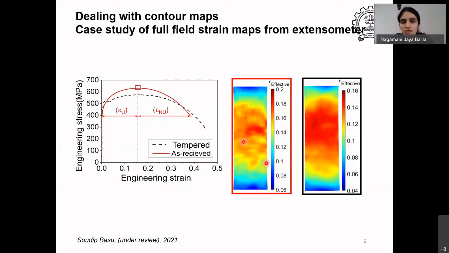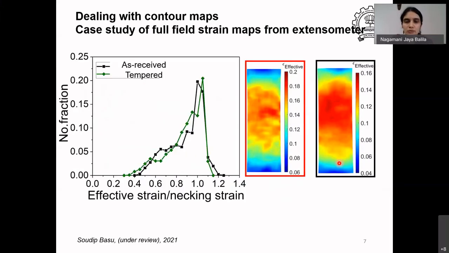But if you look at the distribution of the strains in the two cases, you see that for the initial as received case, there was a localization point at this point of highest strength. There was this localization of strain, which tells us that the strain is very non-uniform. Whereas for the heat treated case, it looks like the uniformity in strain is more. That means the highest strain regions are distributed throughout the gauge length of the specimen. So there is some distinct difference that you already see from the contour plots, and you can extract that data to find out whether that is really the case or not.